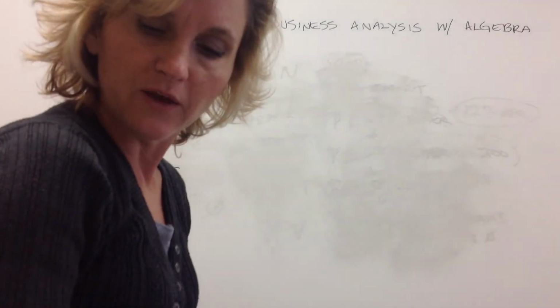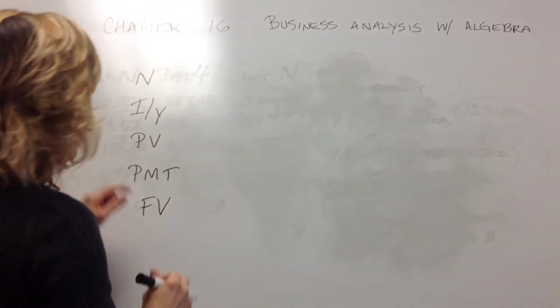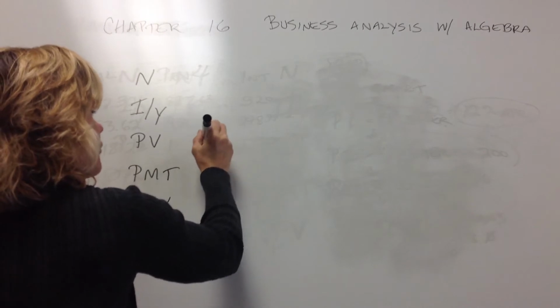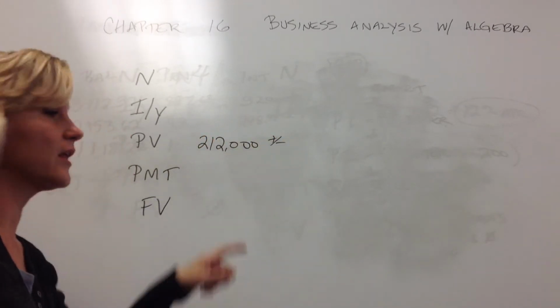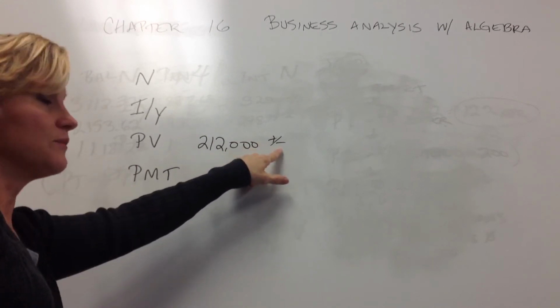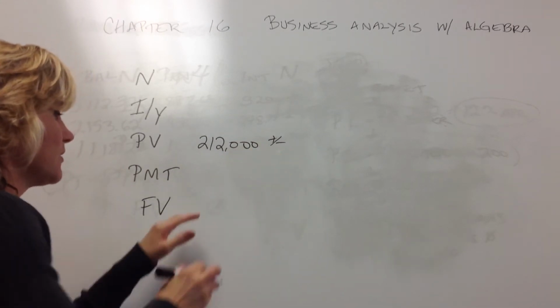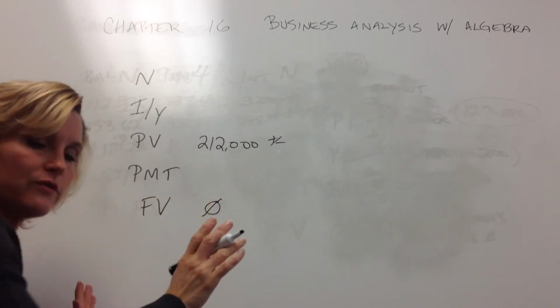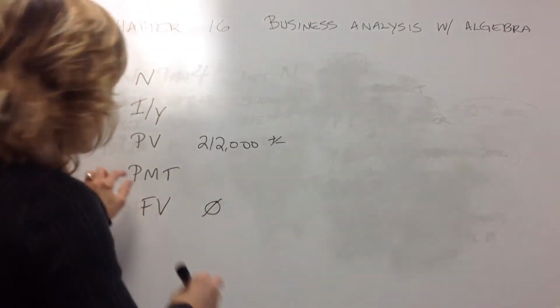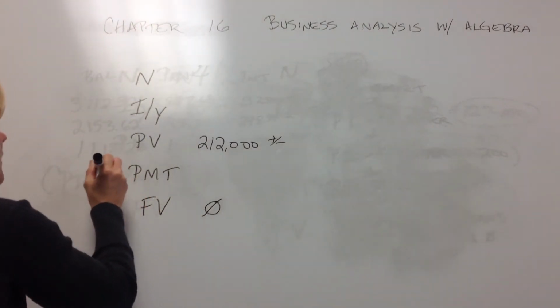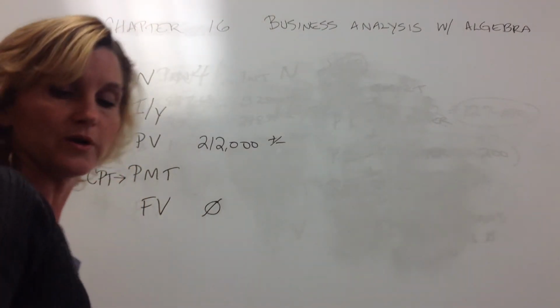So they purchased a home for $212,000, or they financed $212,000. So that's our present value. It's what they owe today. So we're going to enter that and make it negative by pushing the plus or minus button. With all loans, no future value. It's going to be paid off at the end of the 20 years. We're trying to figure out what their payment is. So that's what we're computing for.